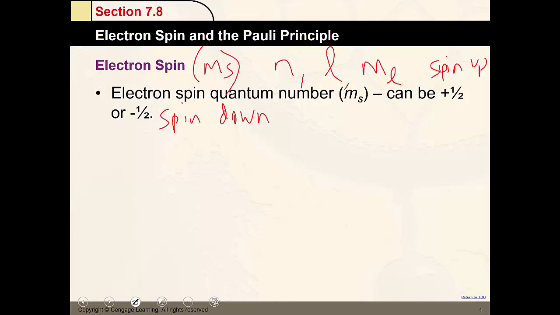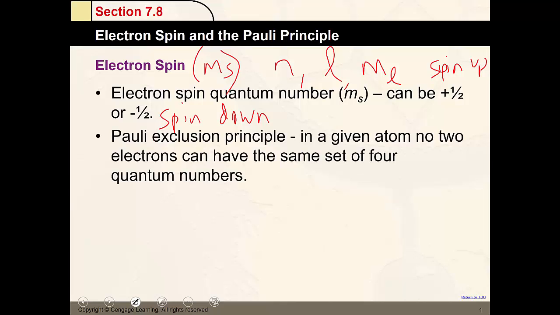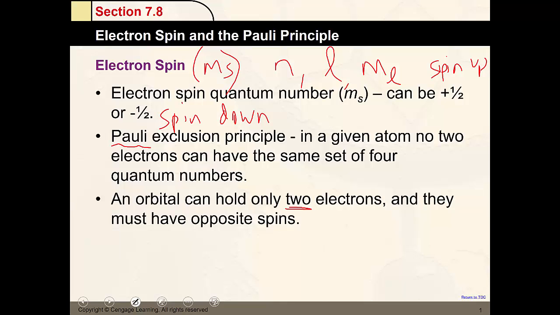Okay, and this principle is called the Pauli exclusion principle, meaning that no two electrons can have the same set of 4 quantum numbers. I'm going to show you later in the week how we assign those 4 quantum numbers when we're filling in the electrons in a particular atom. So this means an orbital can hold 2 electrons, and they must have opposite spins. One will be spin up, which we assign a value for m sub s of positive 1/2, and the other one is spin down, which we assign a value of negative 1/2.